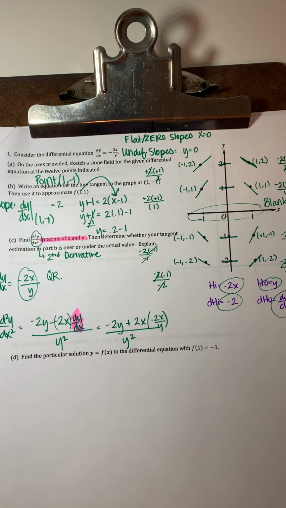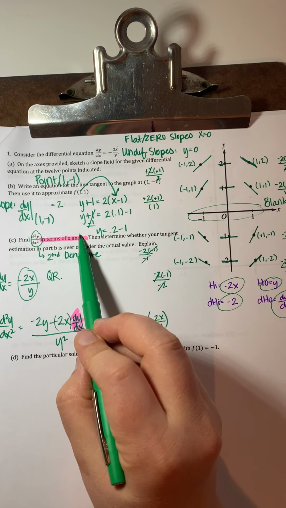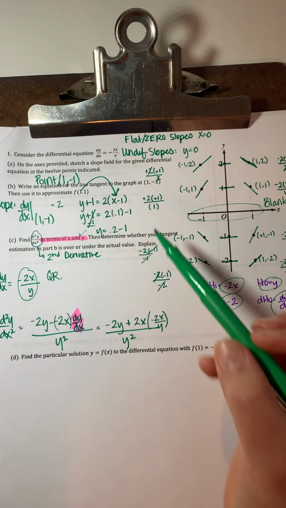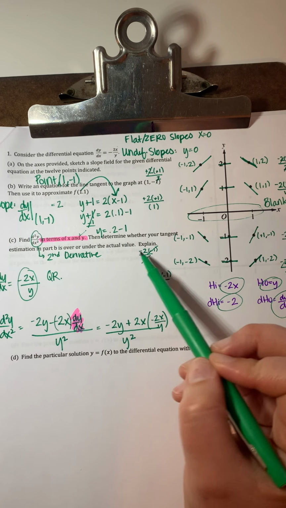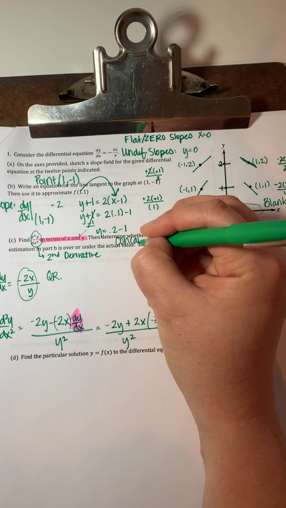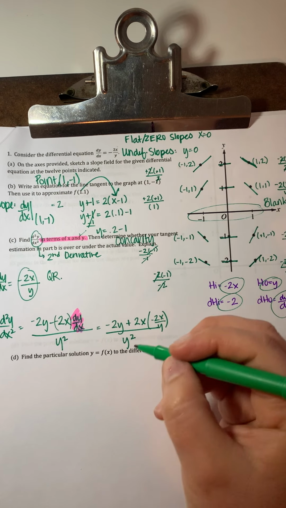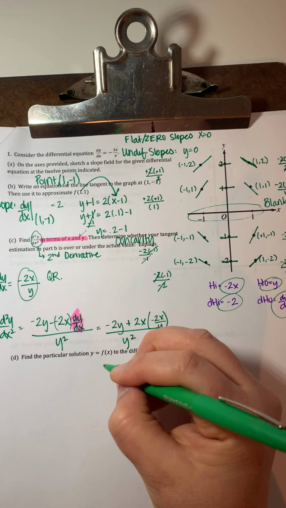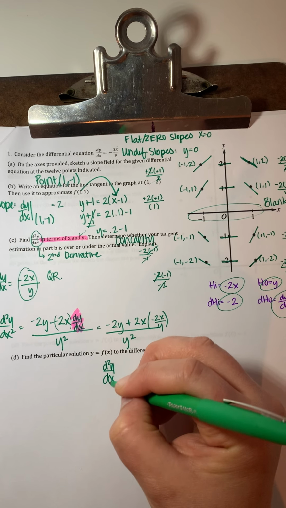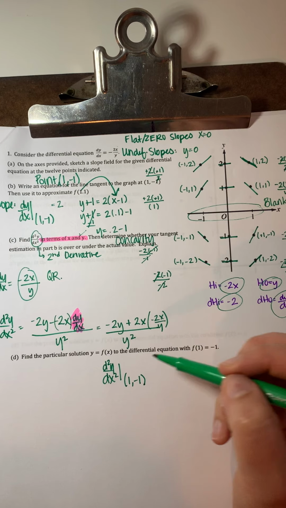Now, the other part of the question that they ask you, okay, so this part is done. Find the second derivative, check. Then it says, determine whether your answer was over or under the actual value. Remember that that needs concavity. So I have my formula right here. All I have to do is plug in my point and then see what happens. So d squared y dx squared at my point, which was 1, negative 1. Okay, we're going to plug into this.